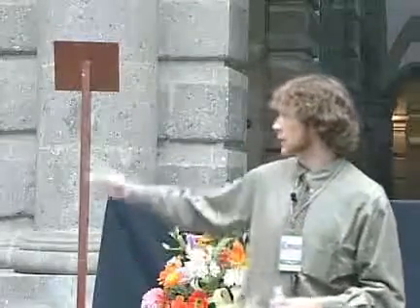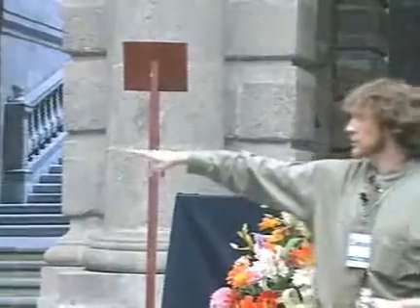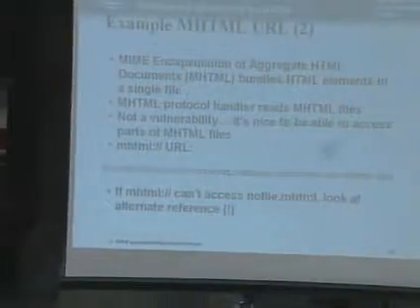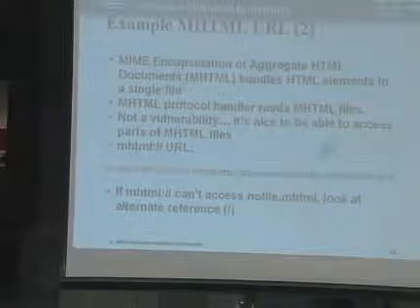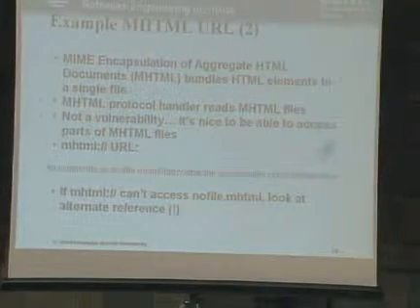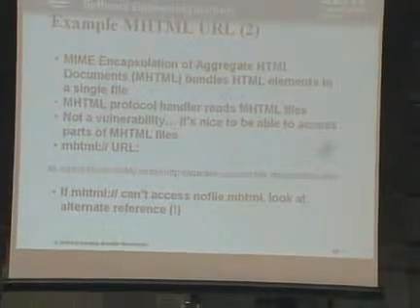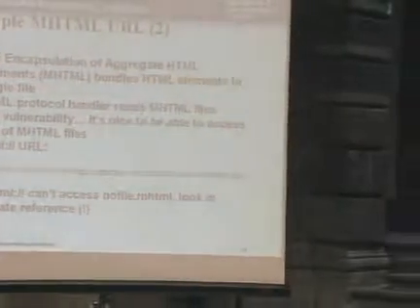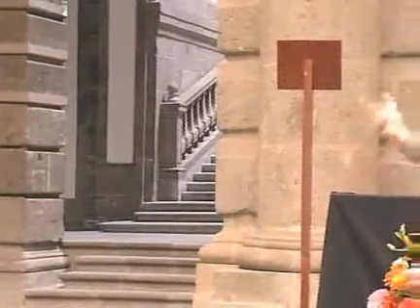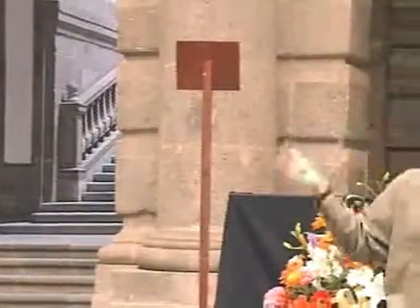So the MHTML part of this URL is MHTML:, and then the MHTML file referenced in this case is nofile.mhtml. Where this starts to get interesting is if the MHTML protocol handler cannot read the file that's referenced, and in this example, nofile.mhtml is something that just doesn't exist. It will look at an alternate location specified by the exclamation point, in which in this case is a remote file on a potentially malicious site.